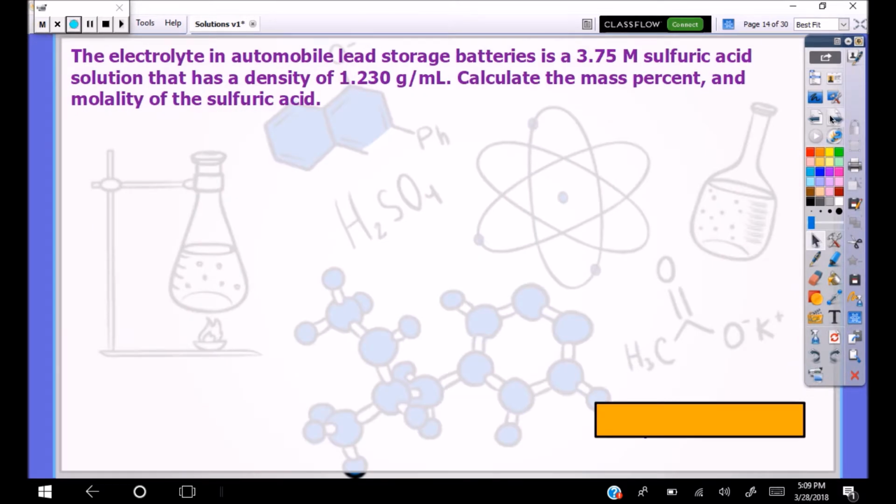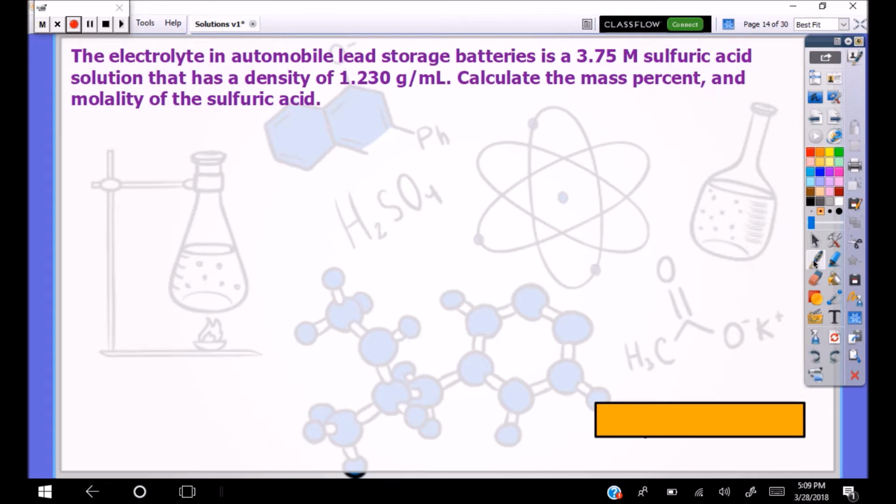All right, this is a good problem. The electrolyte in automobile lead storage batteries is 3.75 molar sulfuric acid solution and has a density of 1.230 grams per mL. Calculate the mass percent and the molality of your sulfuric acid. Okie dokie. So we first need to figure out how many grams there are per liter of solution, and then we can figure out how many grams there are total.